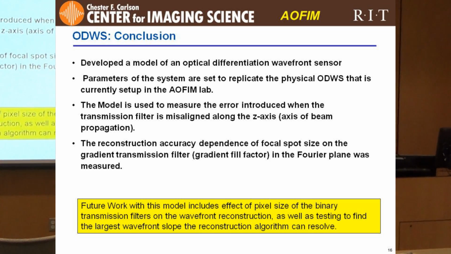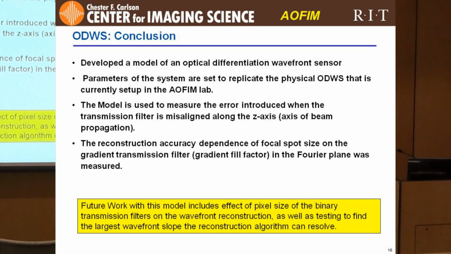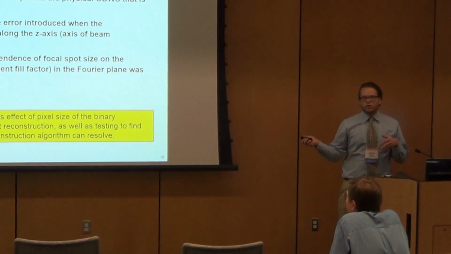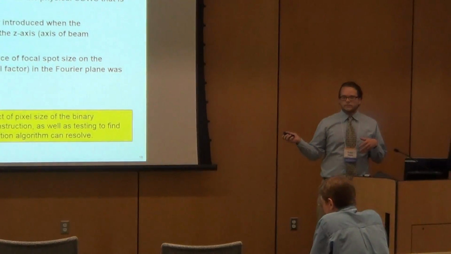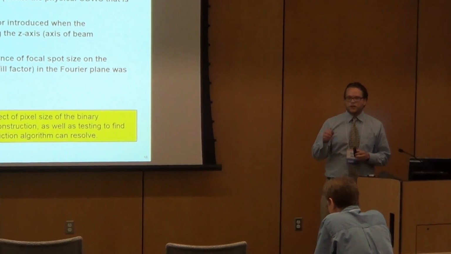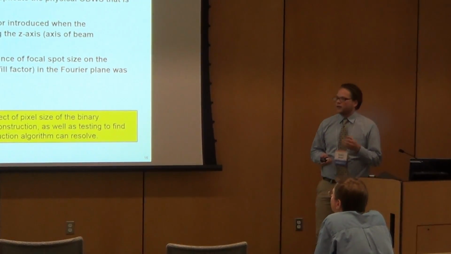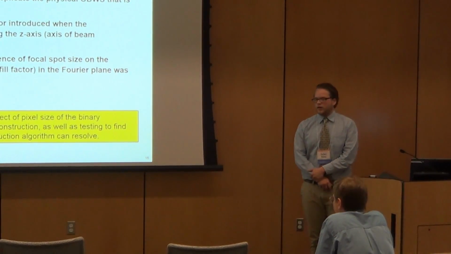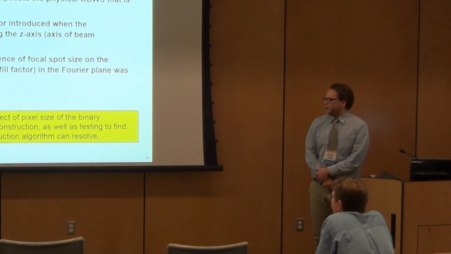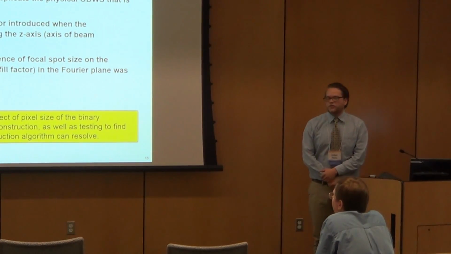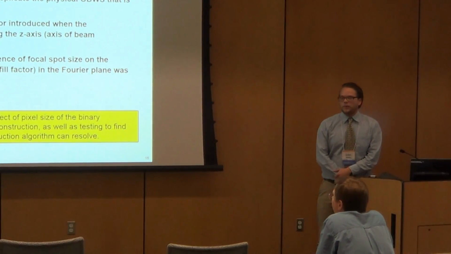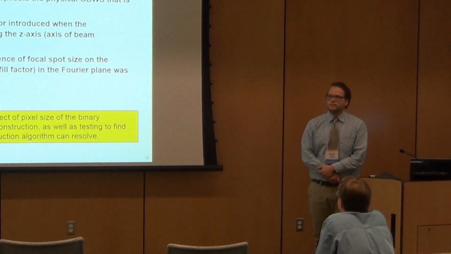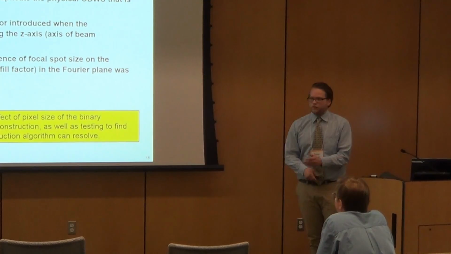So future work with this includes studying the effect of pixel size on our transmission filter. What I showed before was a continuous filter, but what we have in the lab is a pixelated filter simulating a 0 to 1 transmission gradient. I believe the pixel size is about 10 microns on that filter. So we want to study how those pixel sizes also have an effect on the reconstruction, which will also determine the cost of developing such filters.